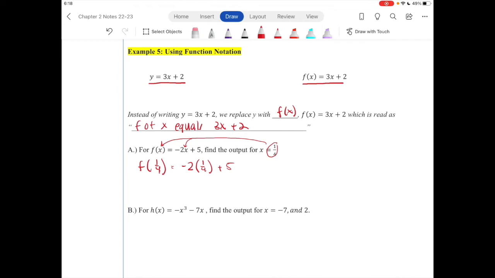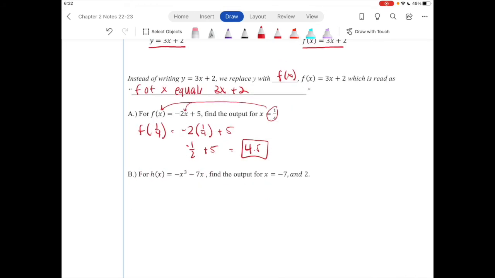Now we can ignore the left-hand side because all it is telling us is what number we plugged in. There's no operation, there's no calculation to do on the left. On the right-hand side, though, we have order of operations. We have an expression that we need to evaluate. So negative 2 times 1/4 is negative 1/2, plus 5, which equals 4.5.